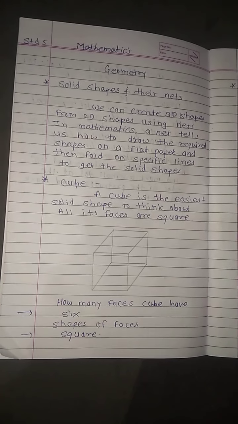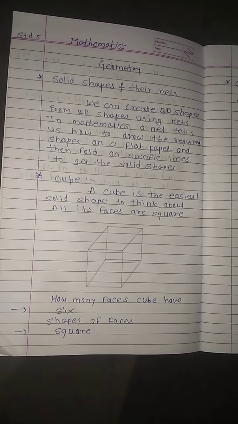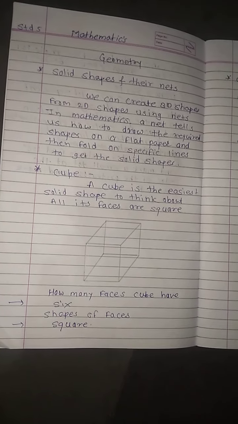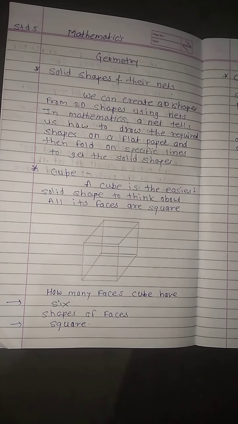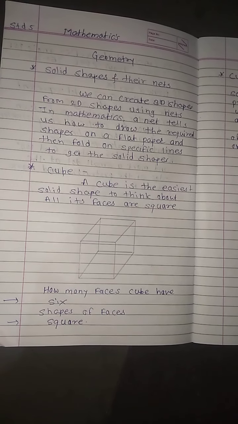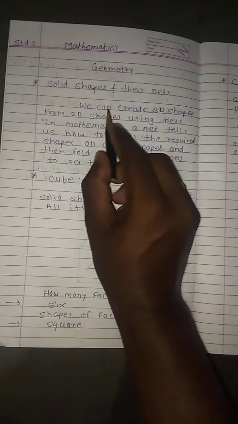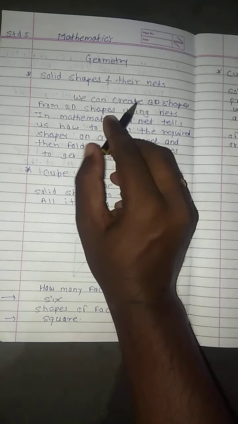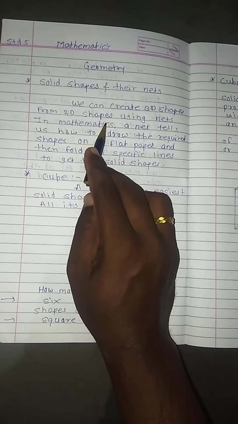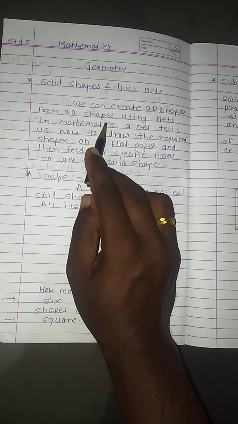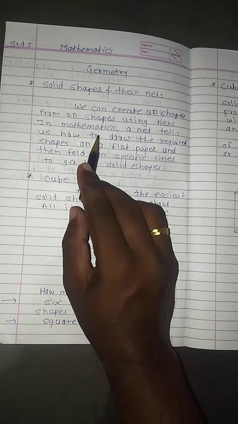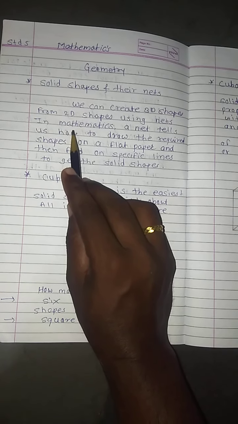Students, today we will discuss solid shapes and their nets from the chapter on geometry. First we will discuss solid shapes. Can we create a 3D shape from a 2D shape? Using a 2D shape we can create a 3D shape using a net, so for that purpose we require a net.